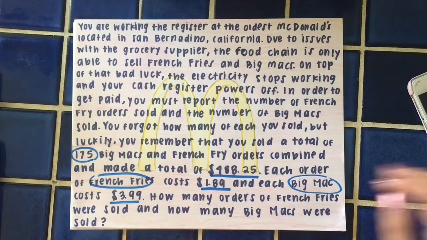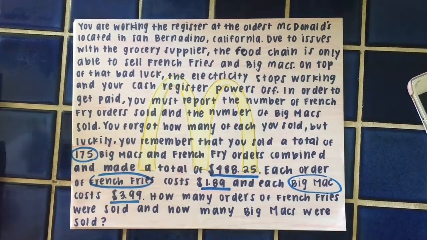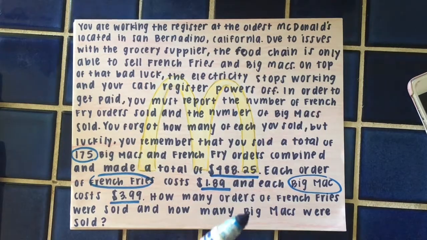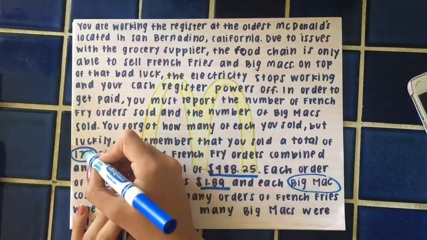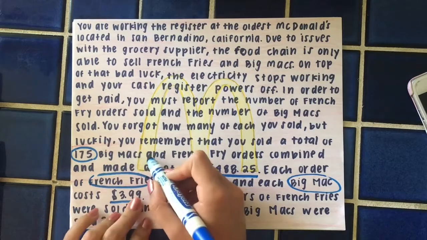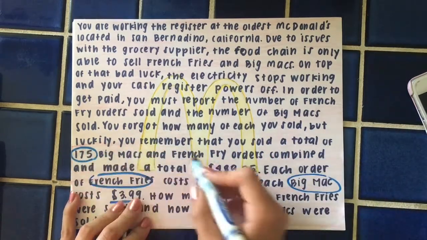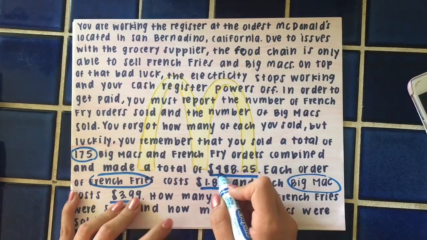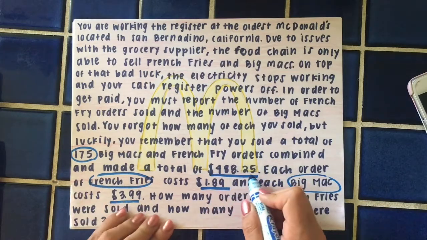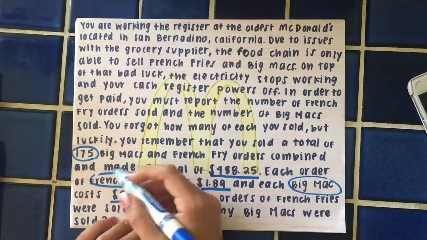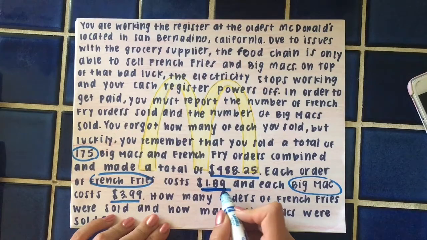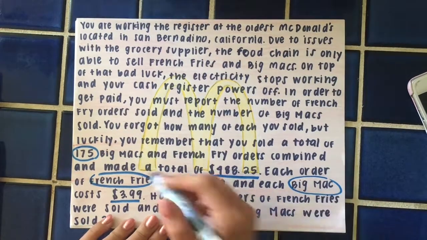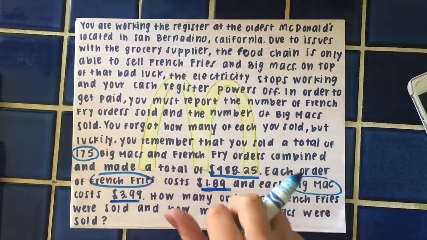So the first thing we're going to do, we're going to highlight the important information. So we know that the prices and the quantity of French fries is important. So let's see what we can do. So we know that there are 175 Big Macs and French fry orders combined. It's important, and then altogether that makes up $488.25. And then each order of French fries is $1.89, and each Big Mac is $3.99.